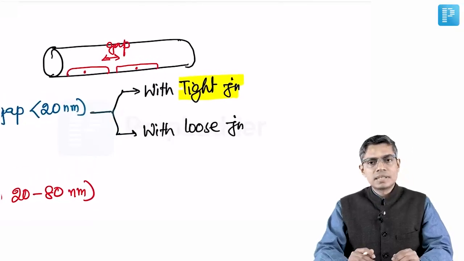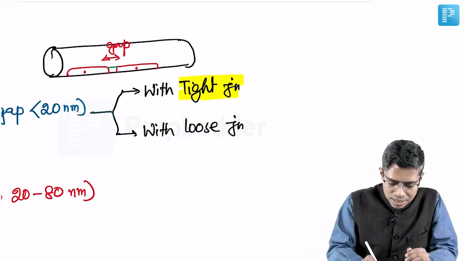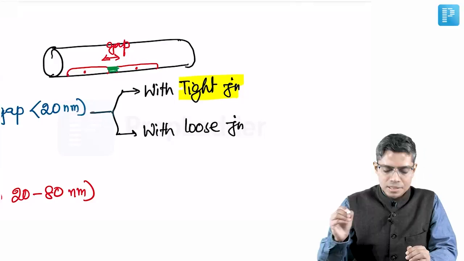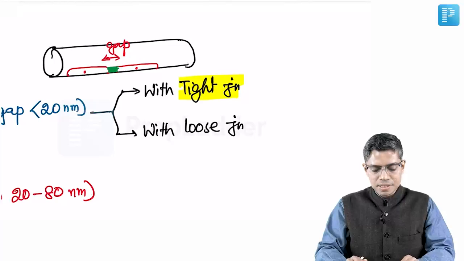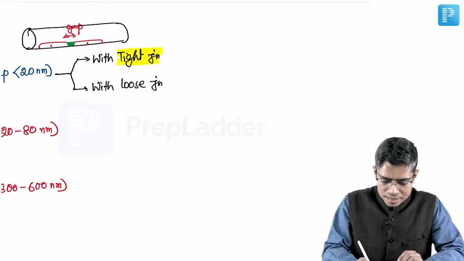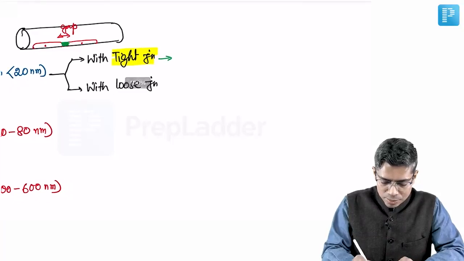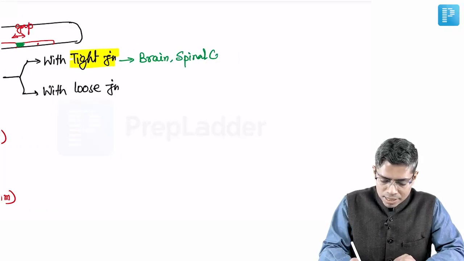In the case of certain capillaries, in between two endothelium cells, tight junctions are also present, right? So if this kind of tight junction is present, then that type of continuous capillary is known as continuous capillary with tight junctions. Examples: obviously, it will be present at the level of brain capillaries. Not only the brain, obviously, it also has to be present at the level of spinal cord capillaries.